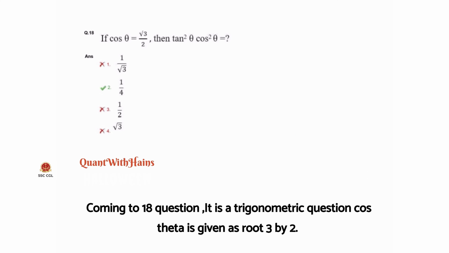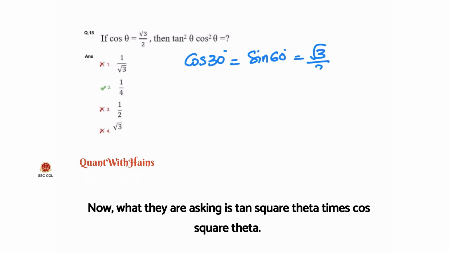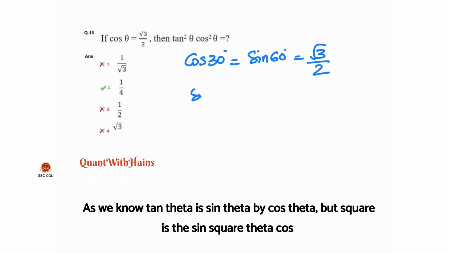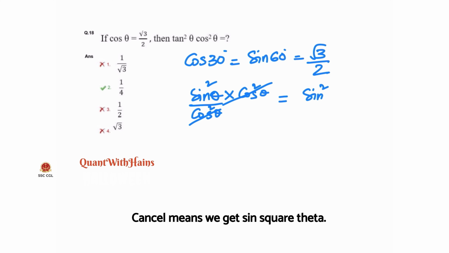Coming to 18th question, it is a trigonometry question. Cos theta is given as √3/2. As we know, cos 30 degrees is √3/2. Now what they are asking is tan square theta into cos square theta. As we know, tan theta is sin theta by cos theta, but square is there, sin square theta by cos square theta into cos square theta. Cancel means we get sin square theta.